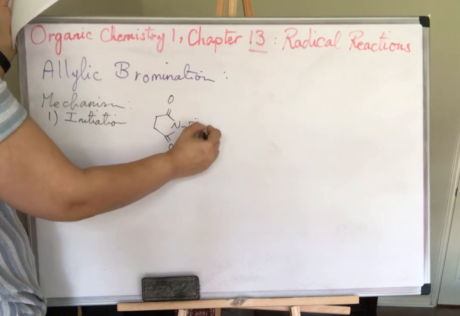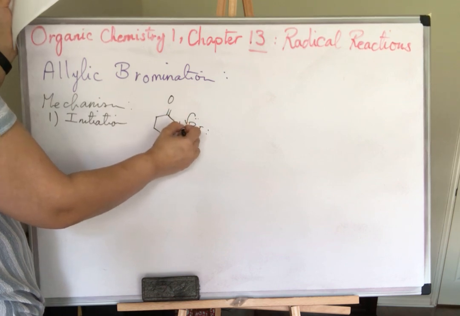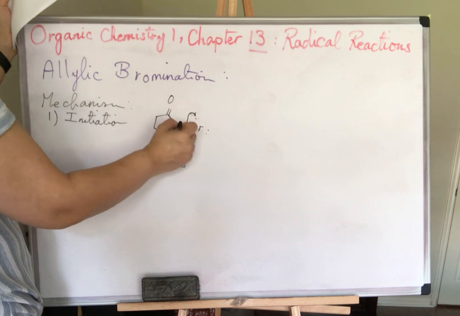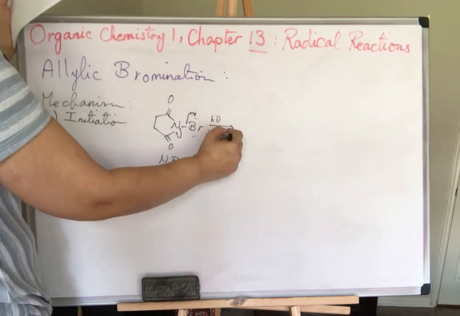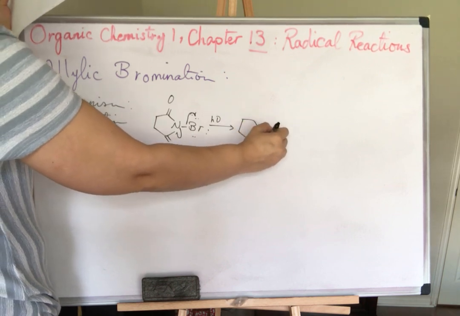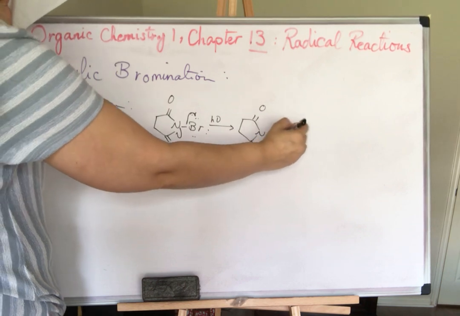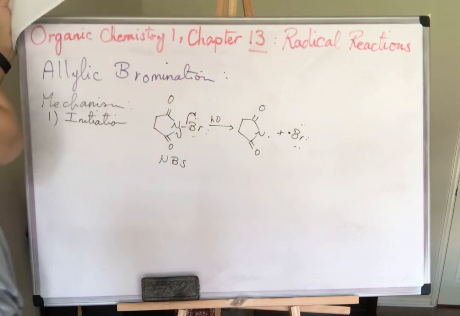So one of the electrons of the bond between nitrogen and bromine will remain on each of them. So we have the first radical formed. We needed the bromine radical, which is formed.